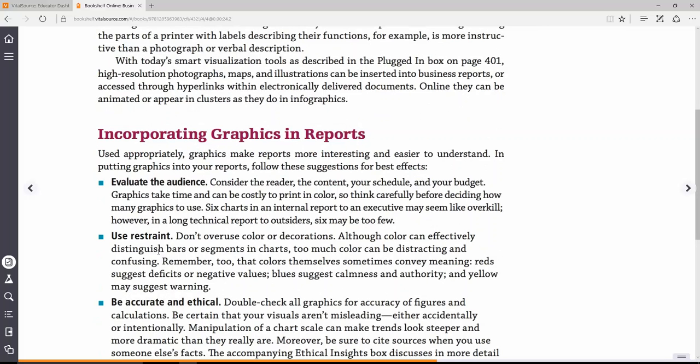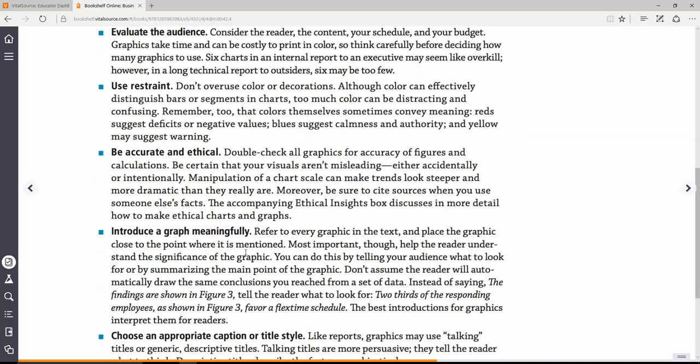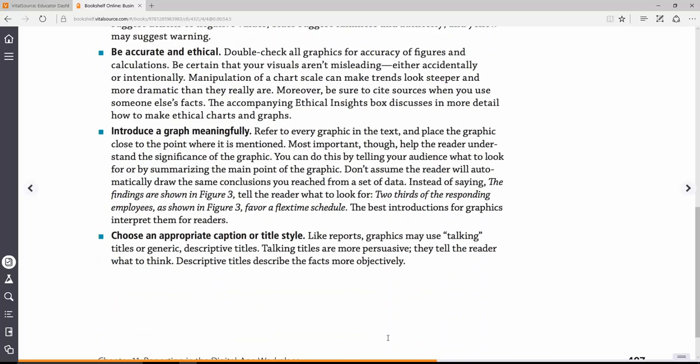Evaluate your audience, use restraint, don't overwhelm them with graphics. Be accurate and ethical, double check for accuracy. Introduce a graph meaningfully. Choose an appropriate caption or table or title style.